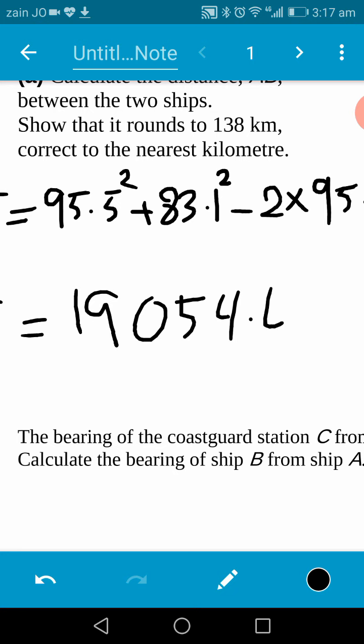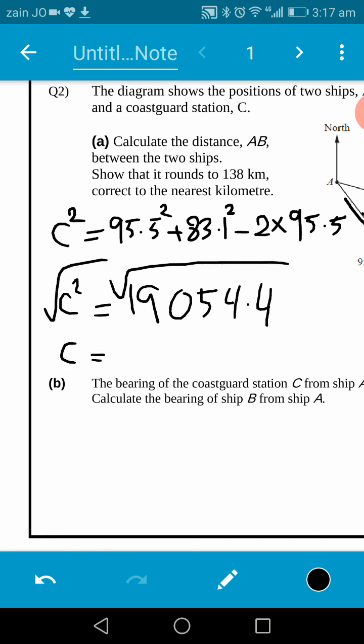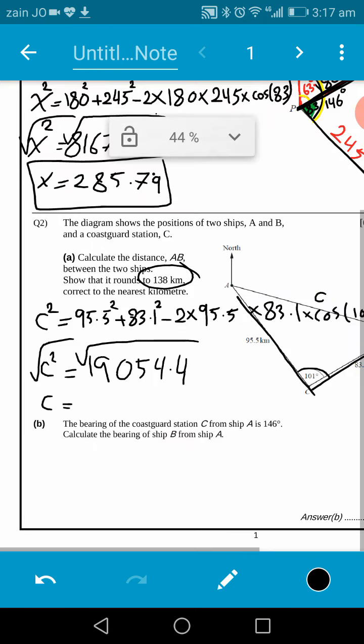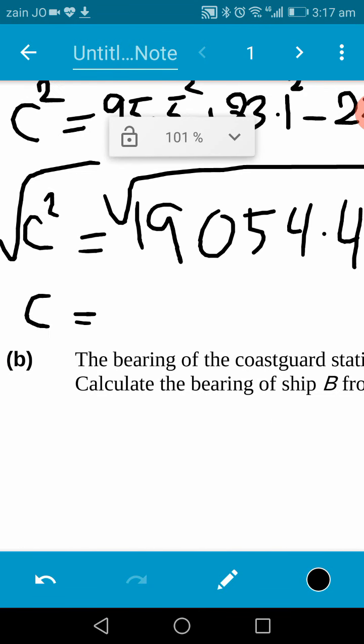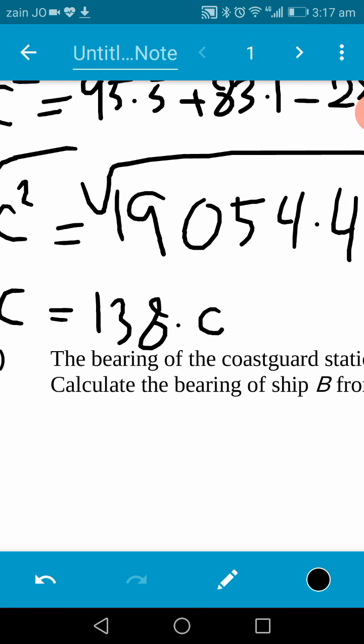054.4. This is C squared. Now we need C. Take the square root of both sides. You get C equals 138. Now it came out, because the question tells you to get this, but you should write the full answer from the calculator. Of course not necessarily the full answer, but at least 138.03, for example 7 or 8.